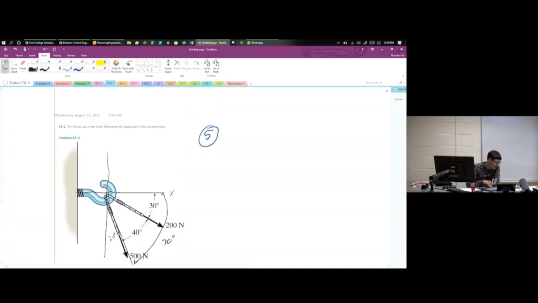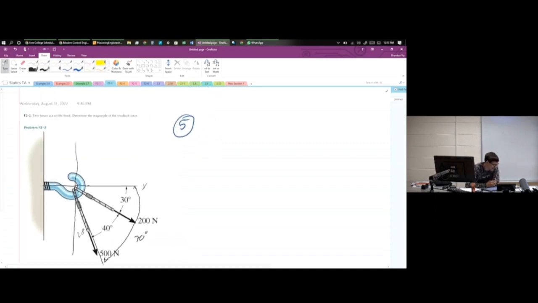This question, that's a good question. This question is asking for the magnitude of the resultant force if both forces act on that hook. Wait, what was the last part? It's two forces act on the hook, determine the magnitude of the resultant force.